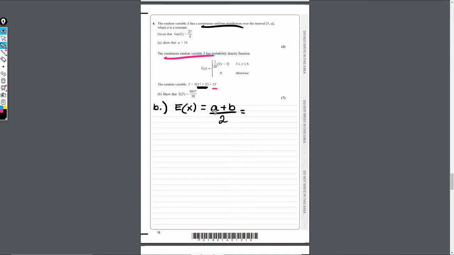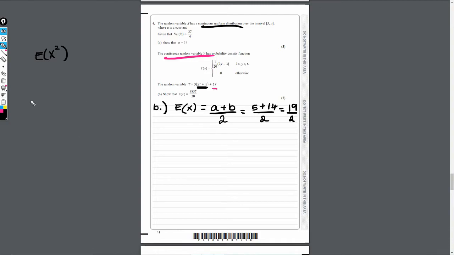Okay, well, a plus b in this case is 5 plus 14 over 2, which gives us 19 over 2. So we've got now this x here. Now we need to work out x squared. So remember, e of x squared is related to the variance.